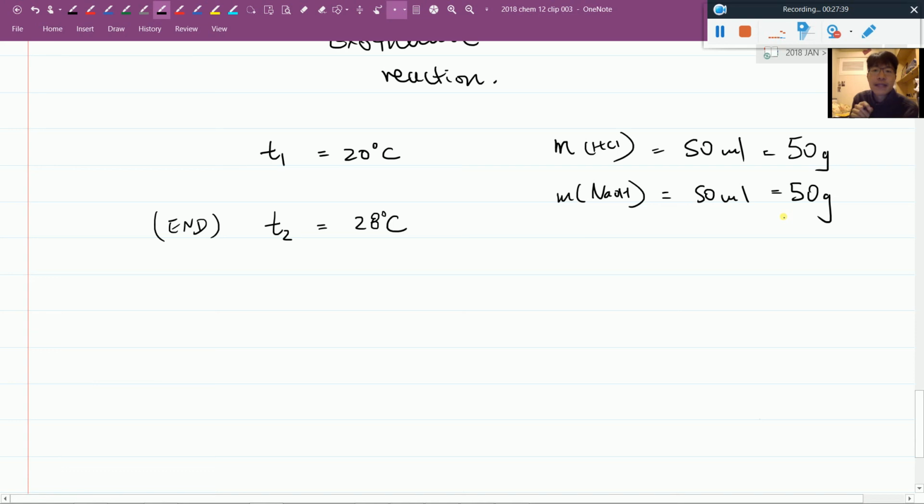I give you the best value. 50 plus 50 equals 100, and 100 is easy to calculate, right? 50 plus 50 equals 100 mL. So we have 100 mL at the end of the reactions.